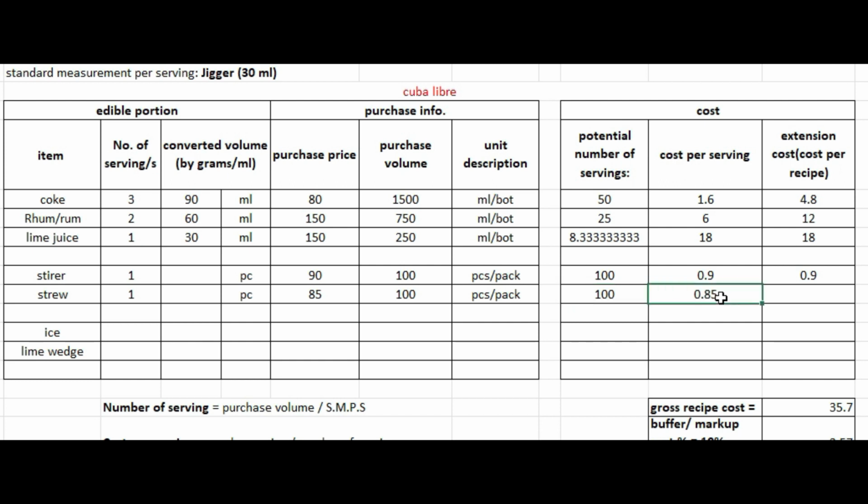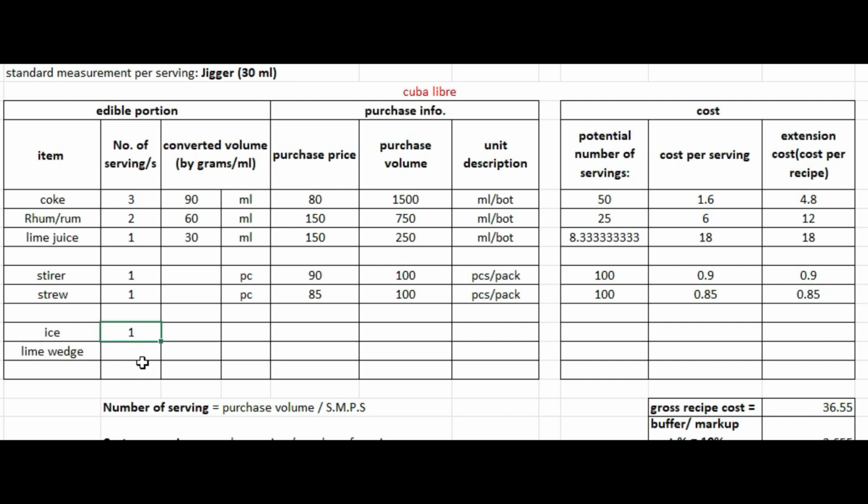So for our potential number of serving, just copy paste the purchase volume, and then for our cost per serving, divide your purchase price with the number of serving, in which in this case our purchase price is 85. So therefore, a total of 0.85 centavo for the cost per serving or per straw. And since we are only using 1 straw, the extension cost is the same as the cost per serving.